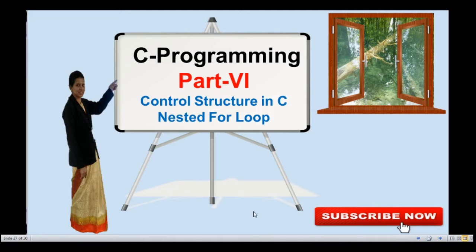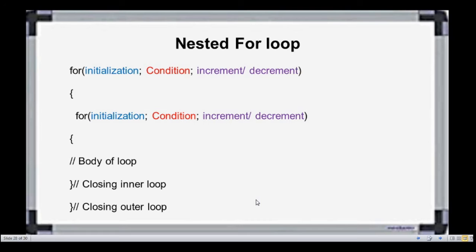Here you will learn the control structures in C. Before this, we have seen the different control structures and we started with the loop in the last video. Now here we will see the nested for loop. The syntax of nested for loop is the same as a for loop. Here we are using one for loop inside the other for loop. It is known as a nested for loop.